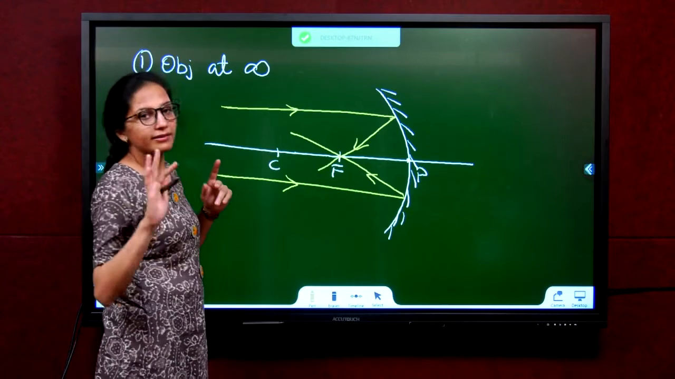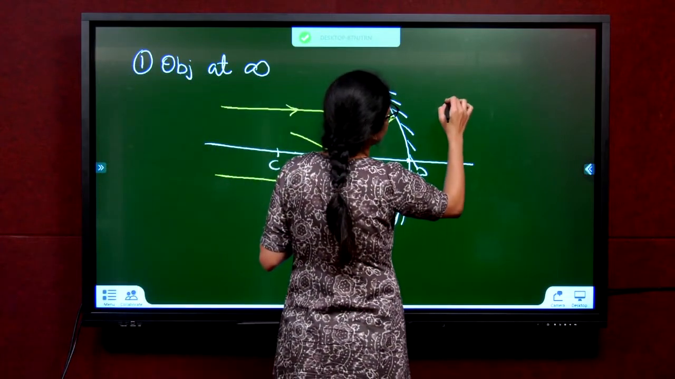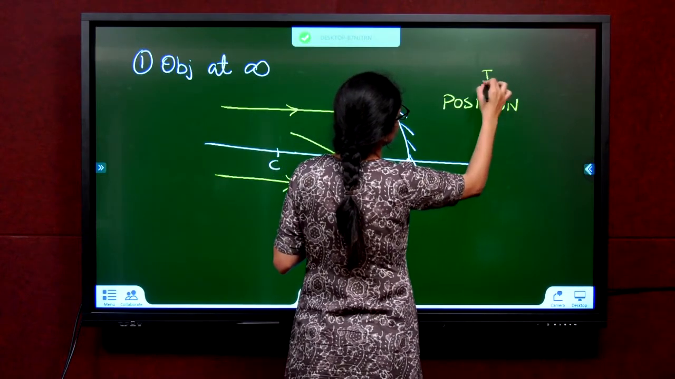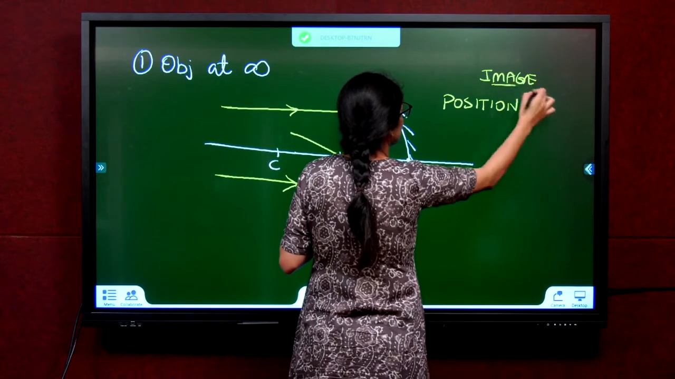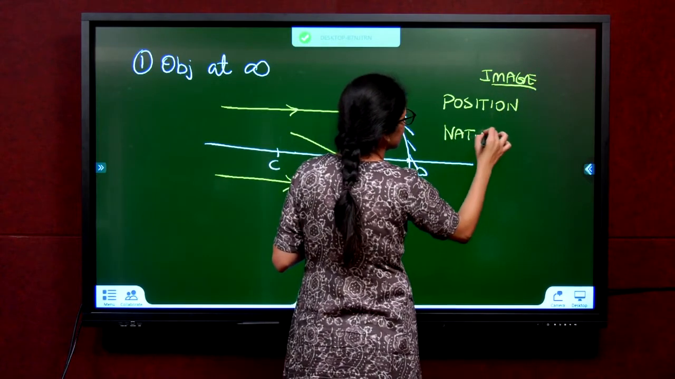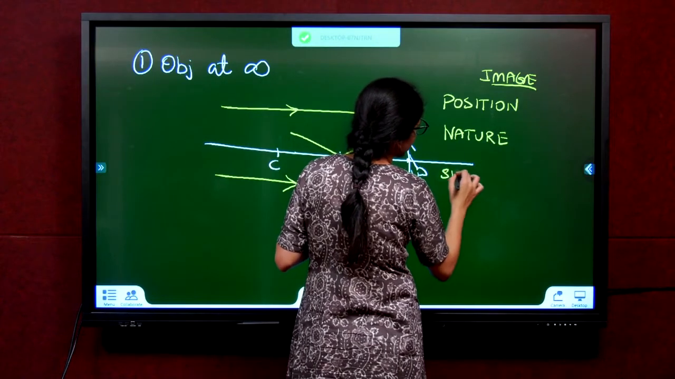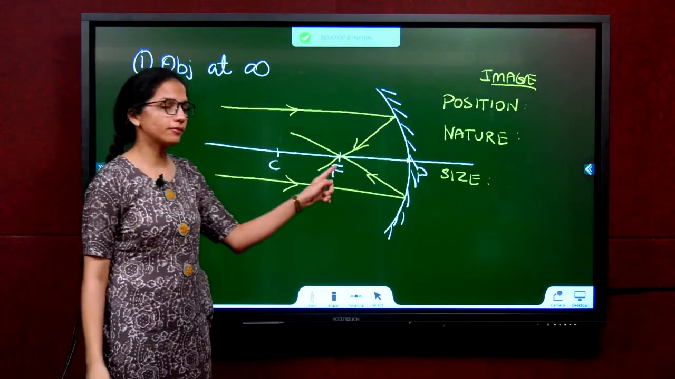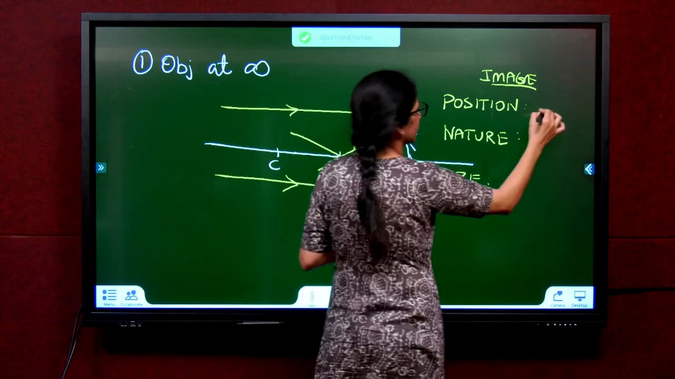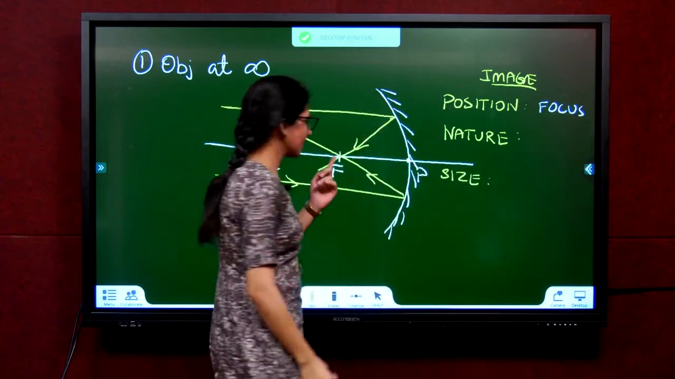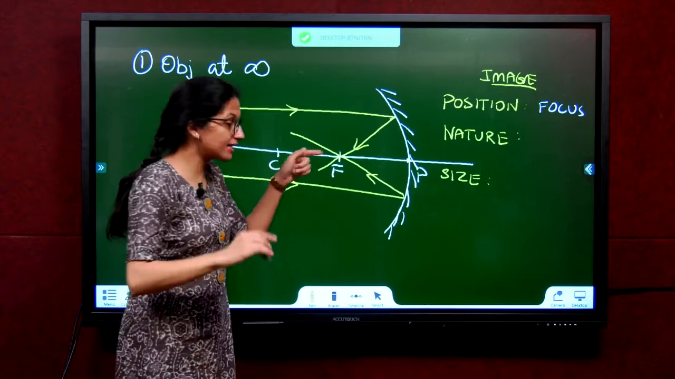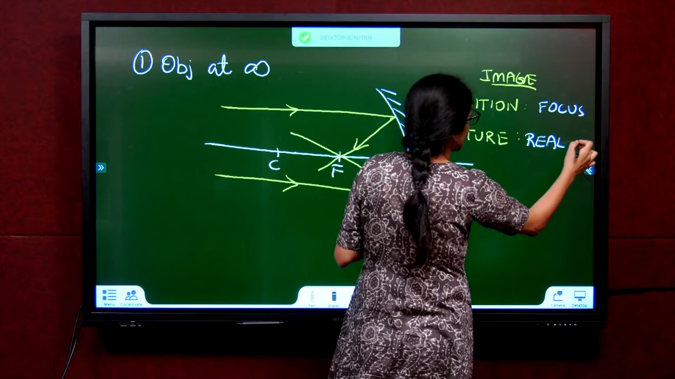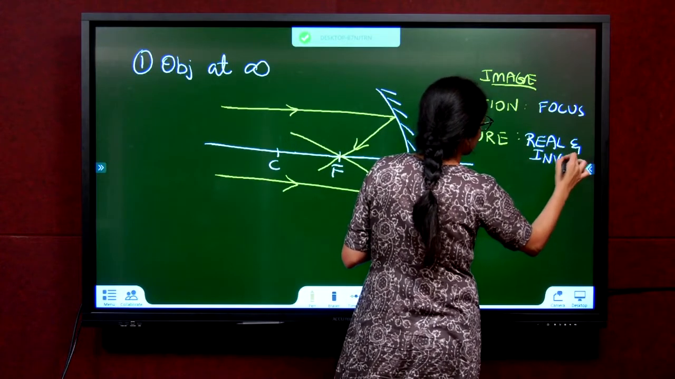Now about the image, you have to write 3 things. Where is the image? Position of image. Nature of image. And size of image. Where is the image formed? At the focus. Is the image really forming or imaginary? The rays are really meeting, so it is real. All real images are inverted. So real and inverted.